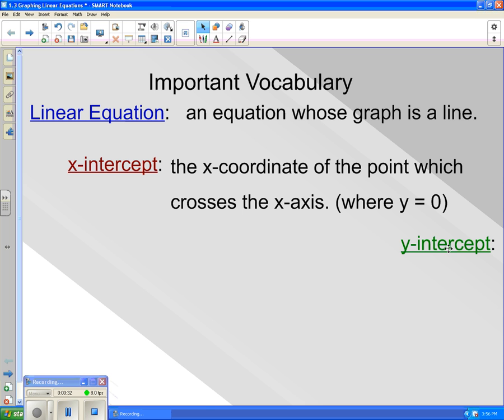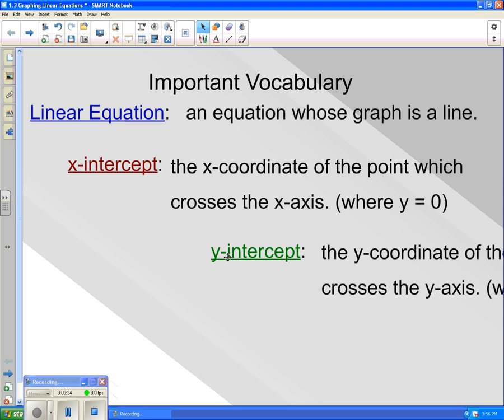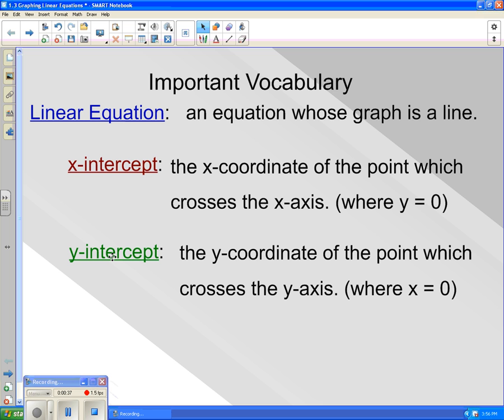We also need to know what a y-intercept is. The y-intercept is the opposite of the x-intercept. It's where the graph crosses the y-axis. And here we let x be 0 when we're looking for it.